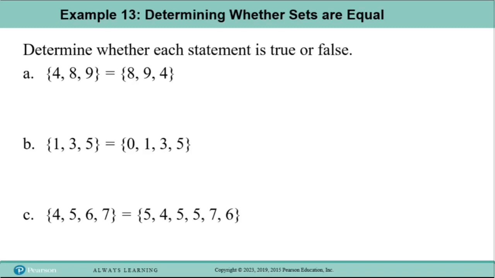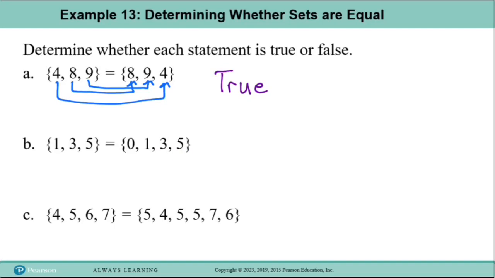Okay, now let's look at example 13 together. So this one says, determine whether each statement is true or false. In part A, we have the set containing 4, 8, and 9 is equal to the set containing 8, 9, and 4. And we know that the order does not matter when you're determining equality. We just have to have all of the same elements in both sets. So in this case, both sets contain a 4, both sets contain an 8, and both sets contain a 9, and that accounts for all of the elements in both sets, and so we can say that part A is true.